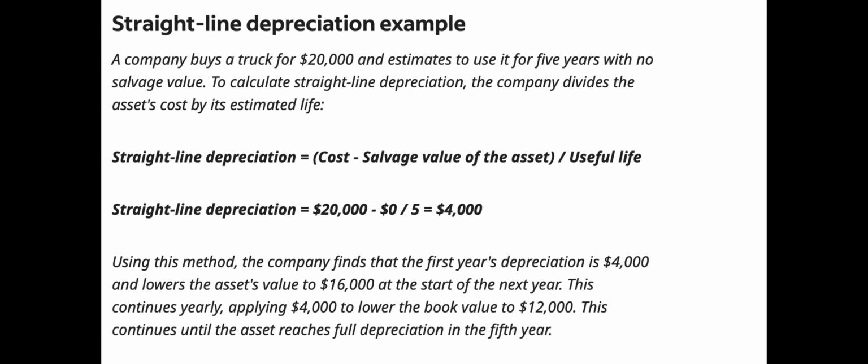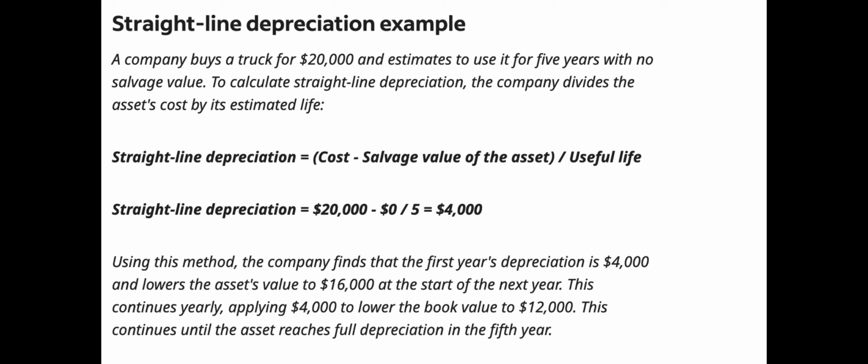Straight-line depreciation example. A company buys a truck for $20,000 and estimates to use it for 5 years with no salvage value. To calculate straight-line depreciation, the company divides the asset's cost by its estimated life. Straight-line depreciation equals (cost minus salvage value of the asset) / useful life. Straight-line depreciation equals ($20,000 minus $0) / 5 equals $4,000.